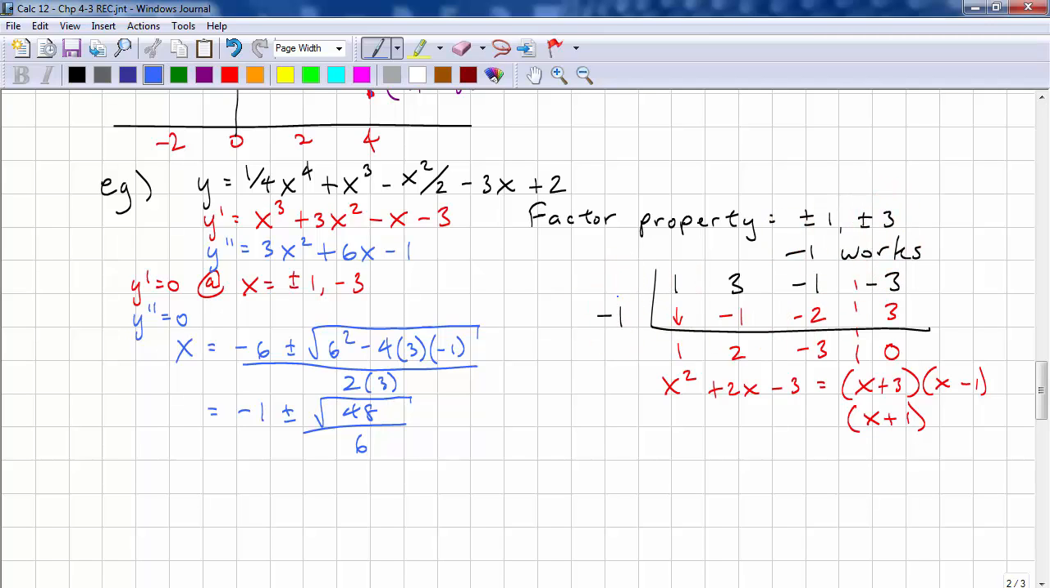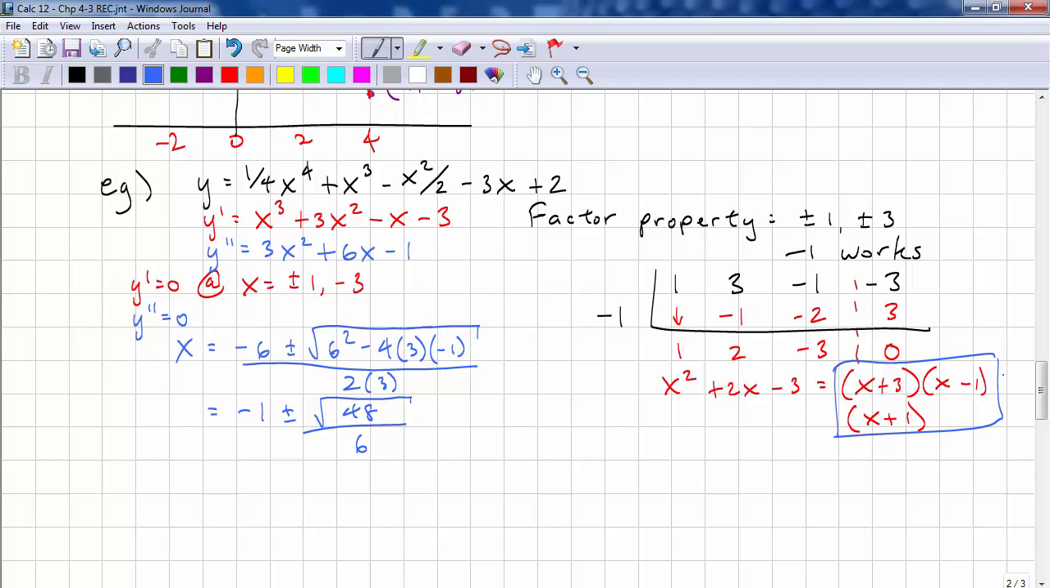Now we're going to use synthetic division. We divide it out. We get a remainder of 0, so that confirms that it works. We're left with x squared plus 2x minus 3. We can factor this. So we have these 3 factors.